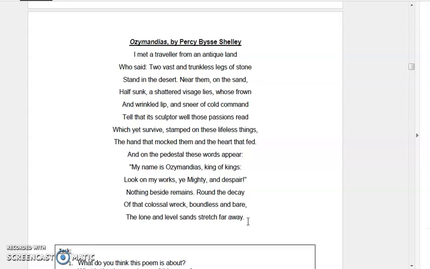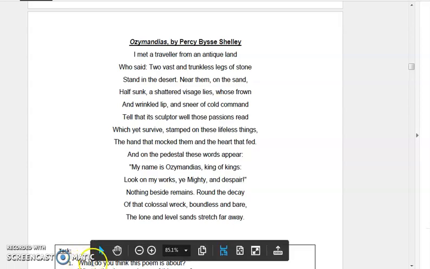So initially, what do we think possibly this poem is about? As I've said before, it could be about a pharaoh that once had power and now doesn't, and that's the main message. If we look at the first question here, what do you think this poem is about? I think it's about someone that's had the power taken away from them by nature, and over time people have forgotten about them.